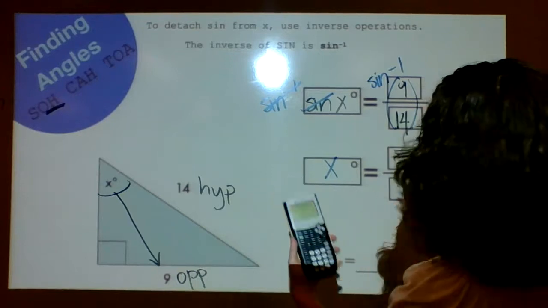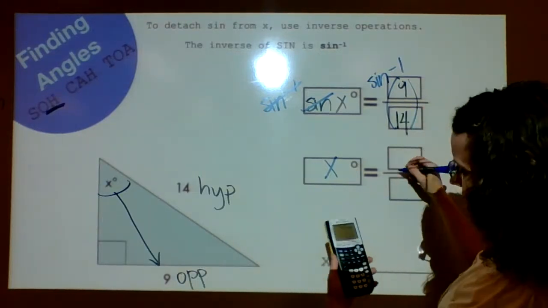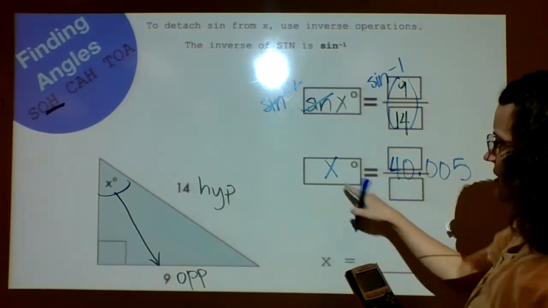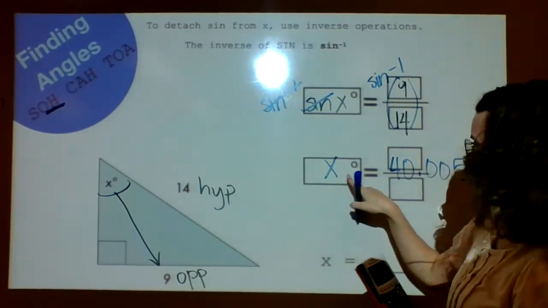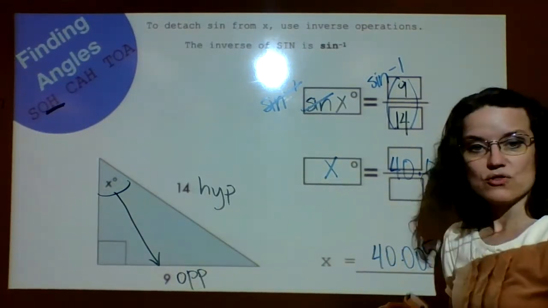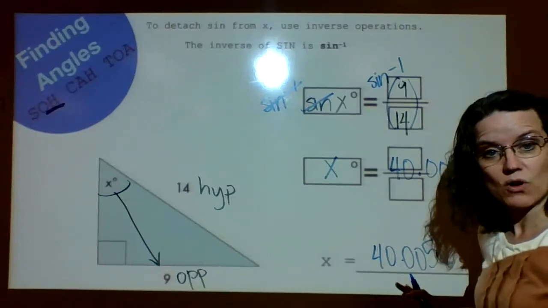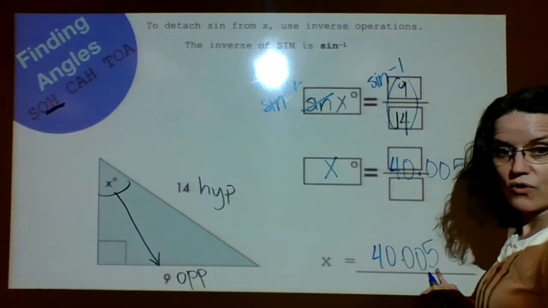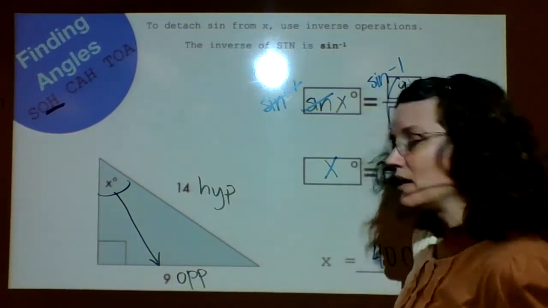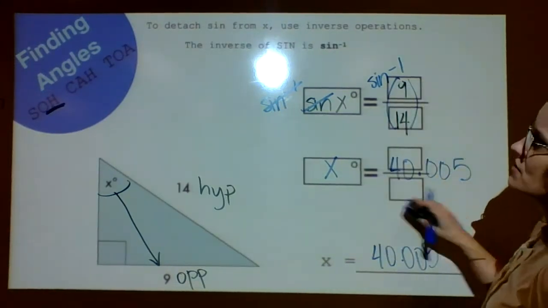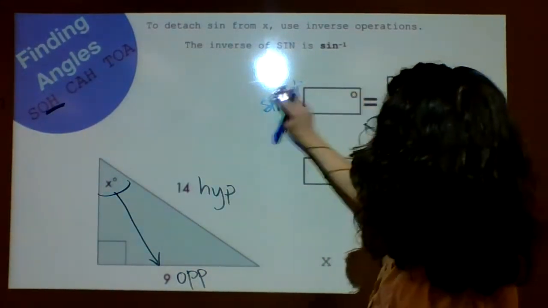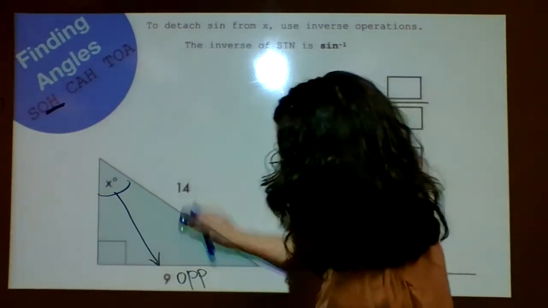And when I put that in my calculator, it tells me that that comes out to be 40.005 is my x. So x equals 40.005. And I will usually tell you how many decimal places I want if I want you to do it to the tenths or the hundredths or the thousandths, okay? You're always going to be getting some kind of decimal. I will tell you how much you want. So we use the inverse sine to remove the sine from your angle, okay?